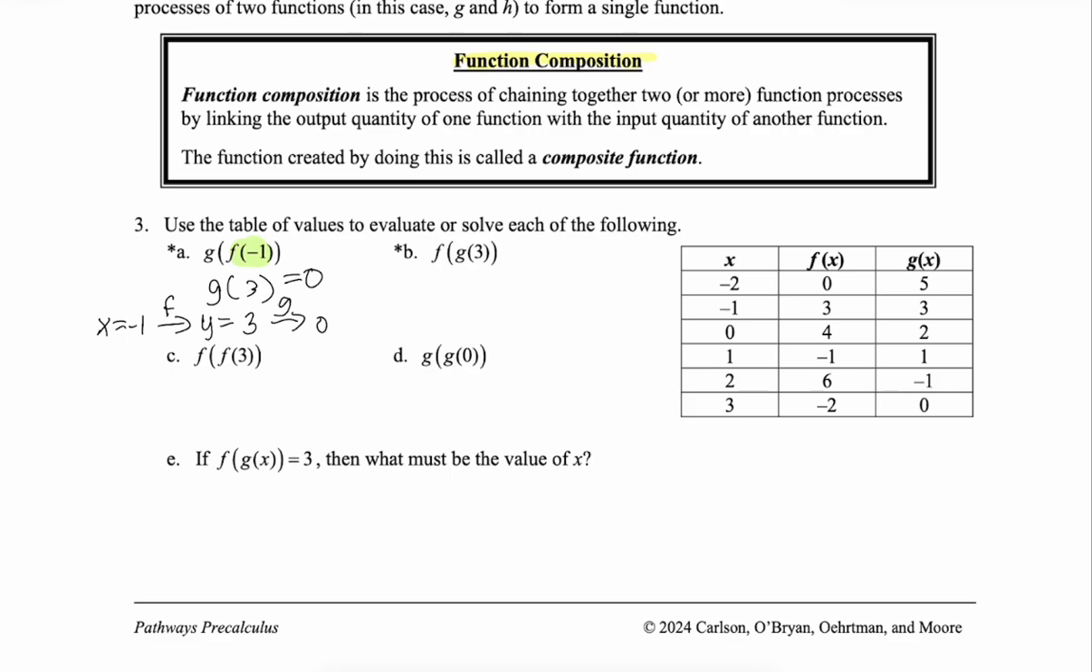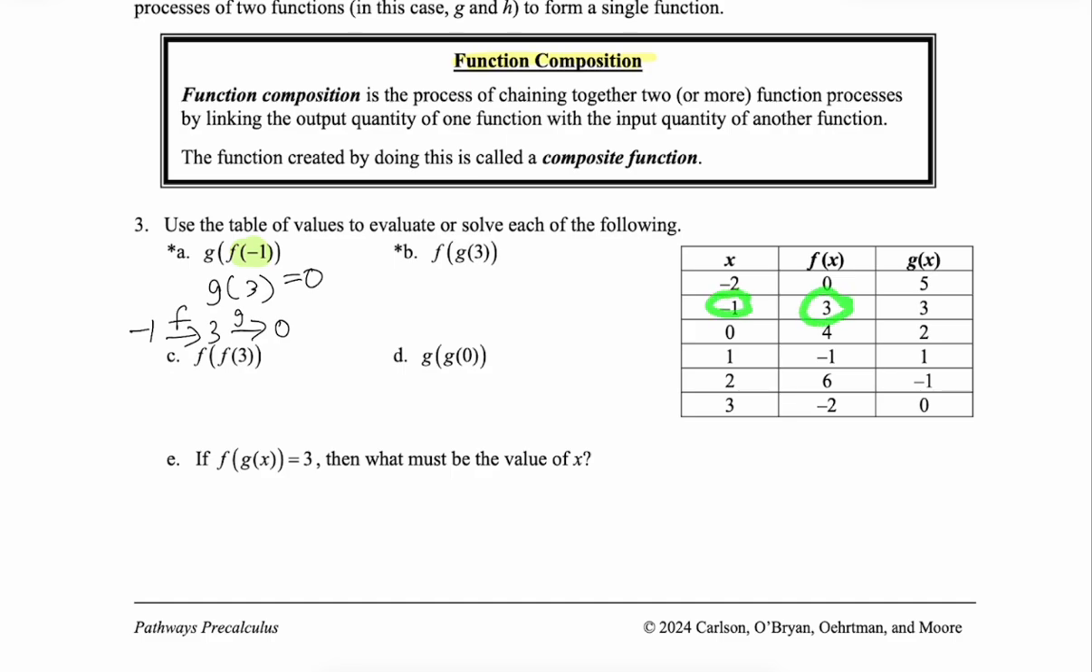So do you see how we worked from the inside out? Let me write it so you can see it a little nicer. We started with -1. We used the f function. It became 3. We put that into the g function and it became 0. See how that worked? Okay, let's do it one more time.